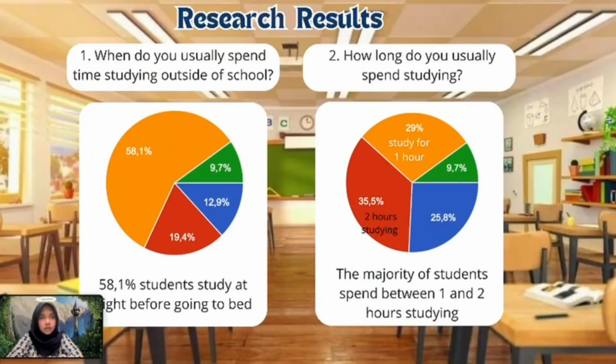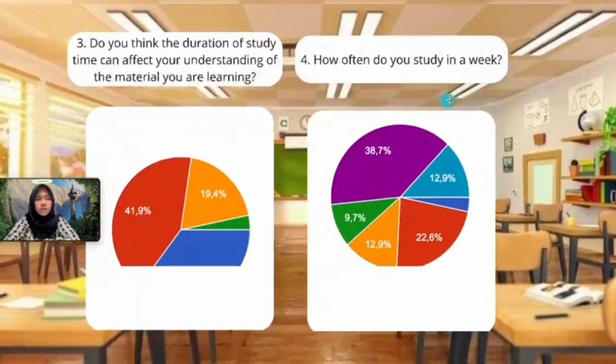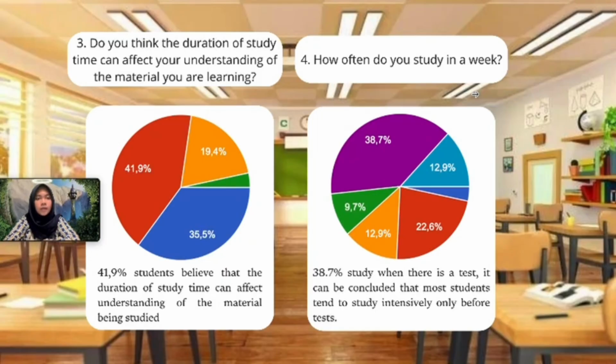Research results. When do you usually spend time studying outside of school? 58.1% of students study at night before going to bed. Second question, how long do you usually spend studying? The majority of students spend between 1 and 2 hours studying. The third question, do you think the duration of study time can affect your understanding of the material you are learning? 41.9% of students believe that the duration of study time can affect understanding of the material being studied.